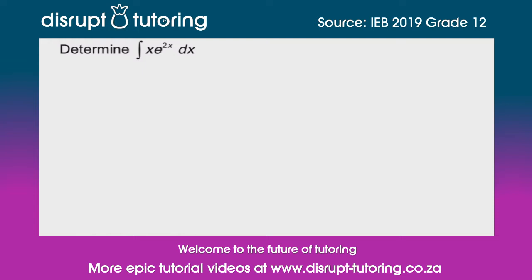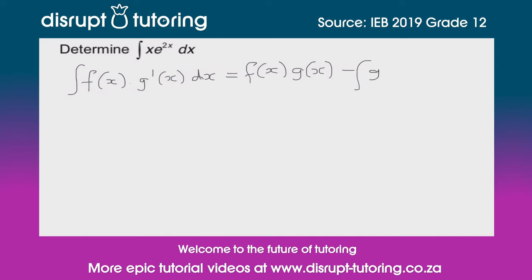When I talk about integration by parts, we are using a formula on our formula sheet that is given like this. The integral of f of x times g dashed x dx can be written as the product of f of x, g of x, minus the integral of g of x times f dashed x dx. And so that is our integration by parts formula.